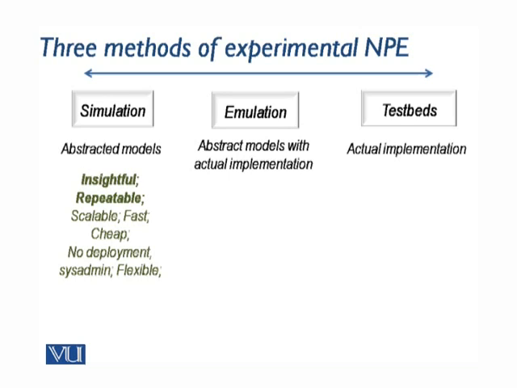We can make use of this and then come to scientific conclusions on the basis of our results. So it is insightful, it is repeatable, and these two are the main benefits of using simulation. It is scalable and fast if we compare it to other methods of experimentation, namely emulation and testbed. Emulation is also like simulation, but when we come to testbeds, experimentation on a testbed typically takes more time. Also, simulation is cheaper than conducting an experiment on a real testbed.